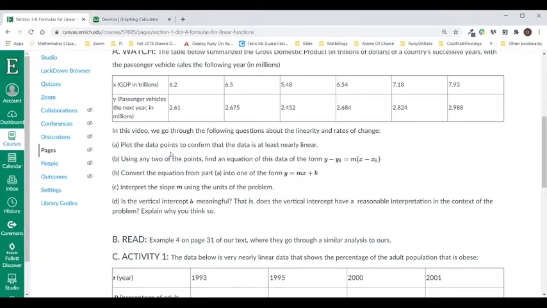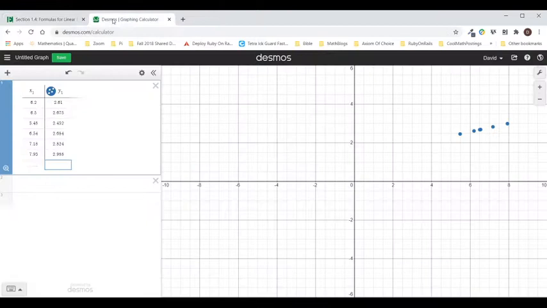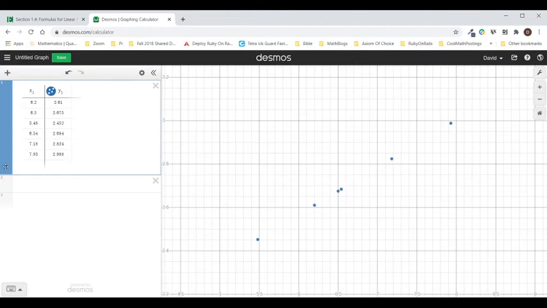So the first question says, plot the data points to confirm that the data is at least nearly linear. I've plotted some points. As far as I can see, they might be linear, they might not be linear. I want to take advantage of the zoom fit. I'm going to go over to here and press this little magnifying glass. When I hover over it, you can see that it actually says zoom fit. When I click on it, I get a much better picture, and that looks actually much more linear than it did before. So it at least looks linear, or at least almost linear.